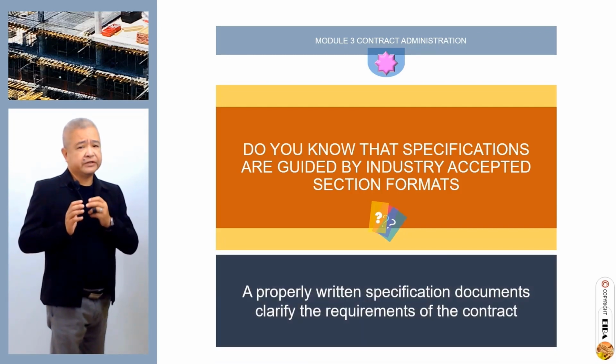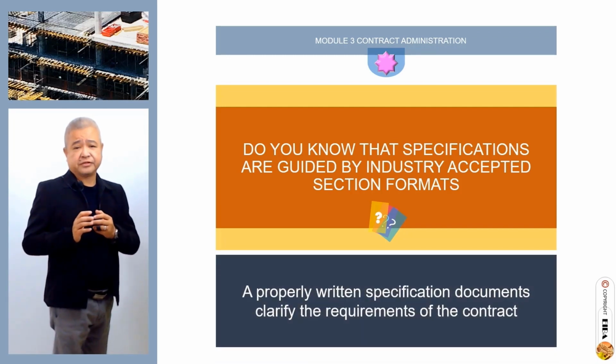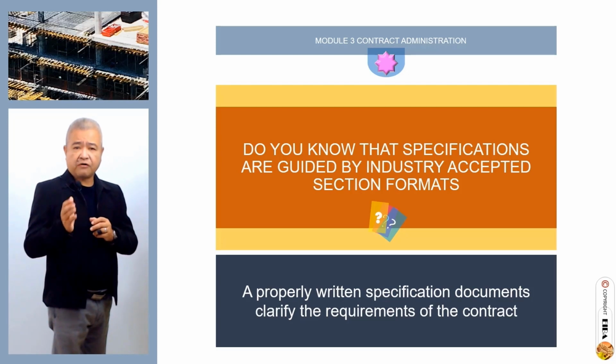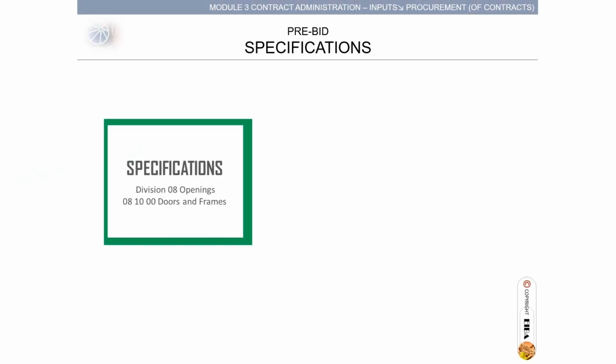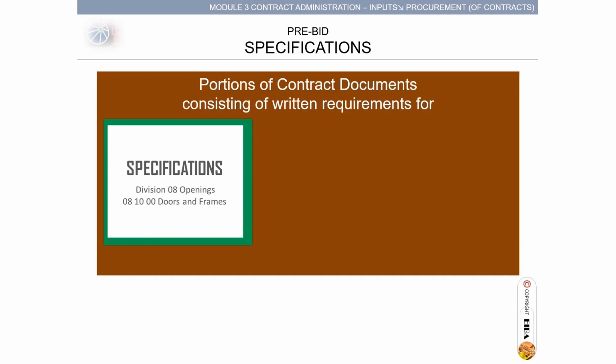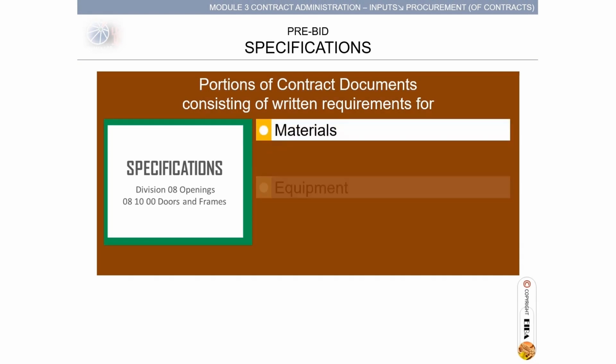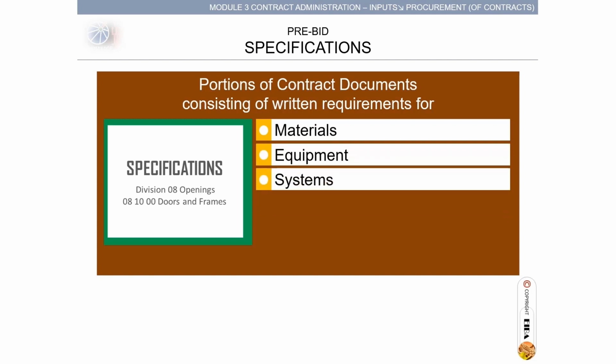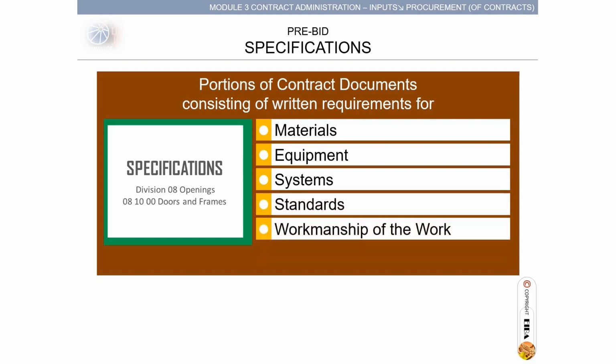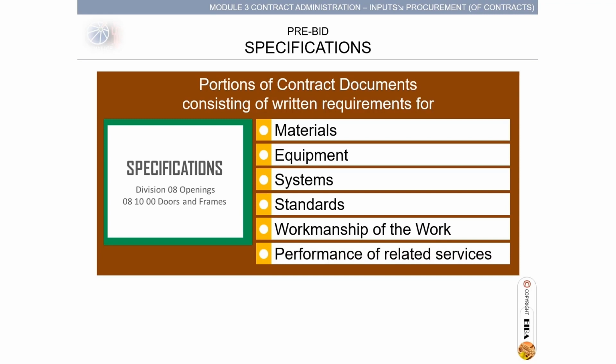A properly written specification document clarifies the requirements of the contract. Now, we will take on specifications. These are portions of contract documents consisting of written requirements for materials, equipment, systems, combination of various components to function as an integral part of the total system, standards to comply, workmanship of the work, performance of related services, the full functionality of the project.